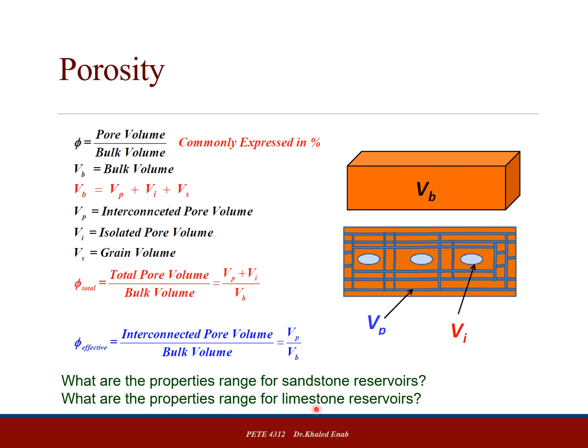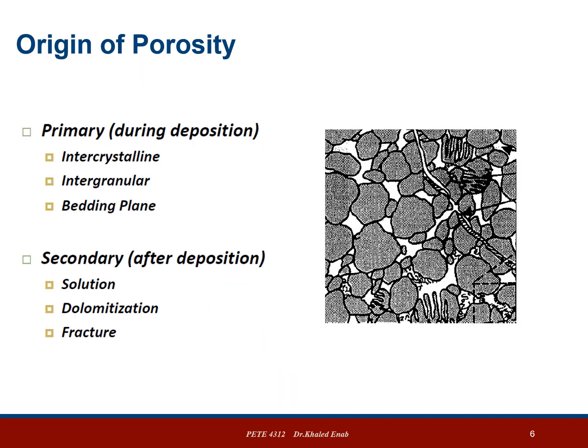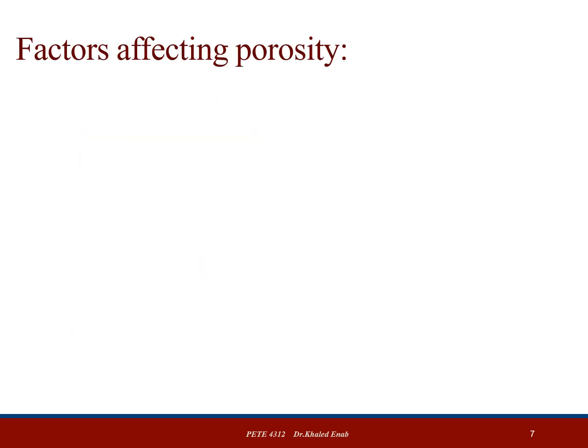So in the example I gave to you, which is the original porosity, we have two types of porosities. Primary porosity, which happens during the deposition of the formation, and it can be intercrystalline, intergranular, and bedding plane. Or secondary, which happens after the deposition, such as solution, dolomitization, and fractures, which are caused by earthquakes and different other factors.